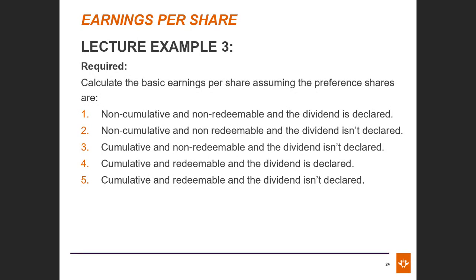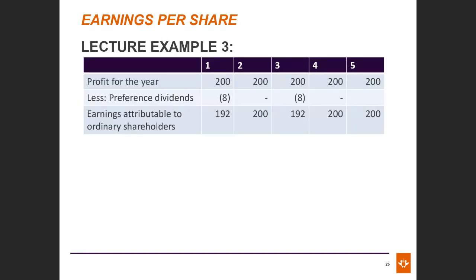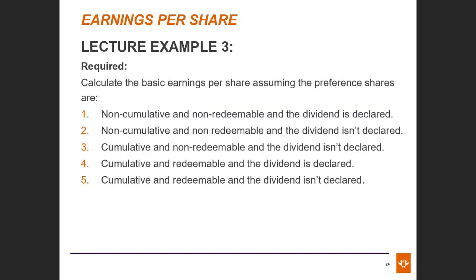Okay, you are 100% correct. Because these preference dividends are cumulative, even though the preference dividend hasn't been declared, they will be caught up in the future. Okay, so yes, we would deduct the preference dividend. As you can see in scenario 3, they have taken profit for the year of 200,000 and they have subtracted the preference dividend. This is going to give us earnings attributable to ordinary shares of 192,000. Okay, so that is correct.